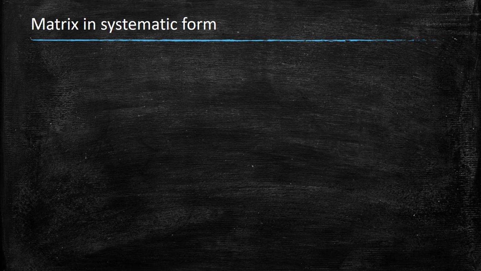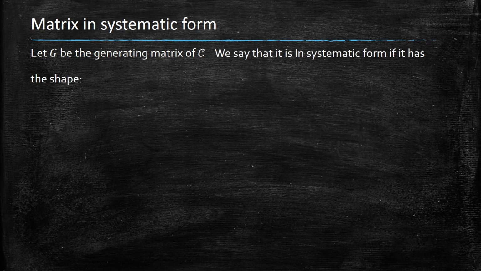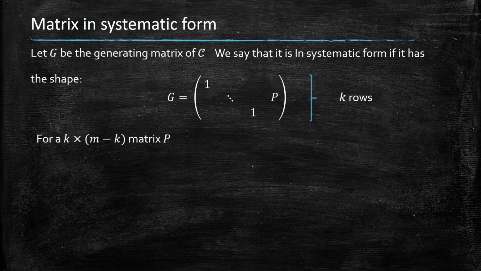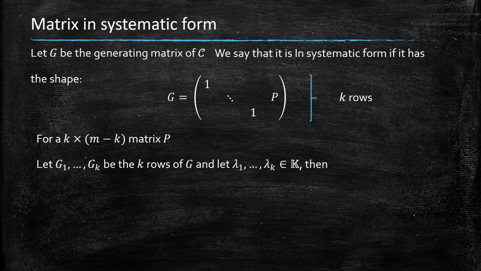Now, important properties can be derived from a generating matrix if it has a specific form, which we call the systematic form. We say it has a systematic form if it is of the shape of an identity block followed by a matrix we'll call P. Here the identity block is K by K, and P of course has to be a K by M minus K matrix.